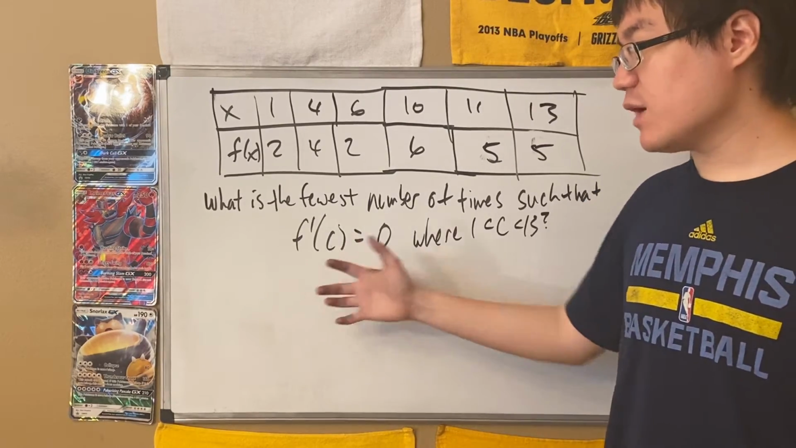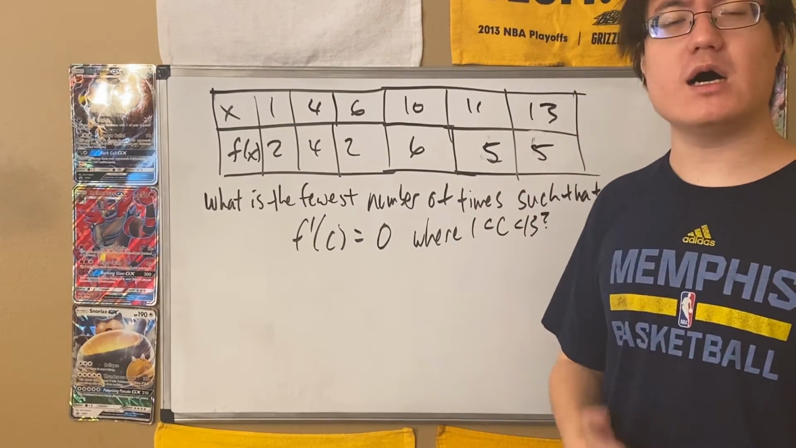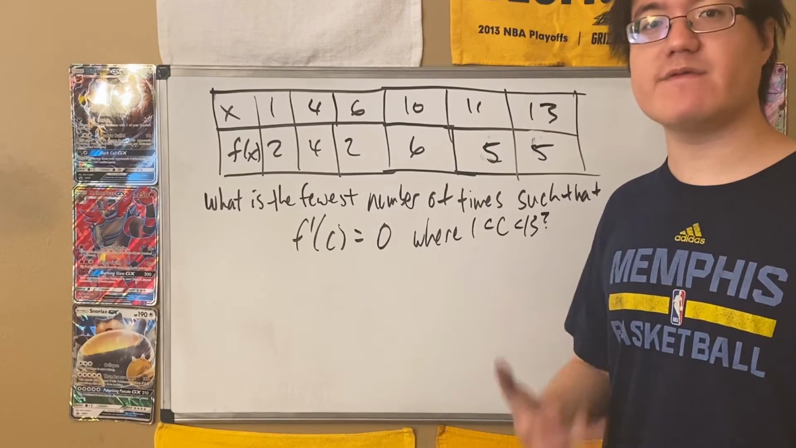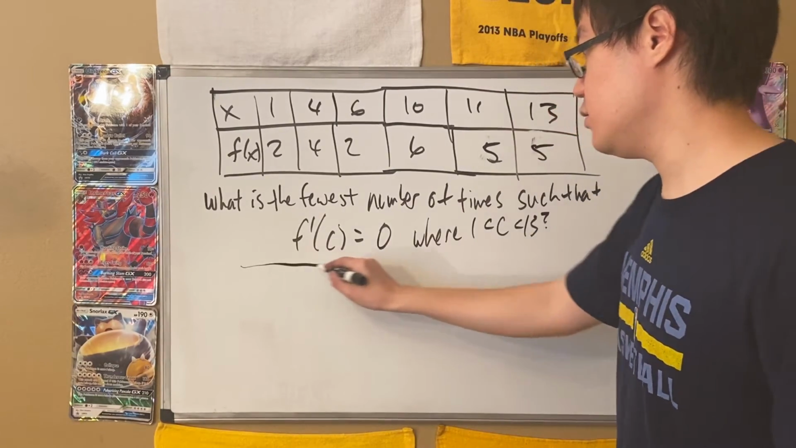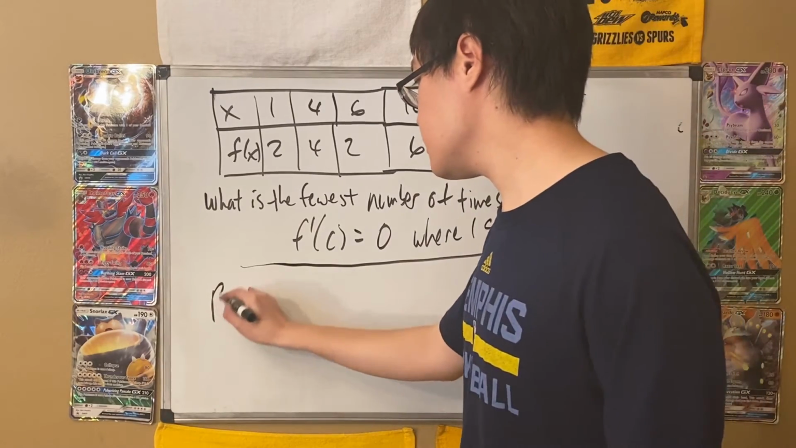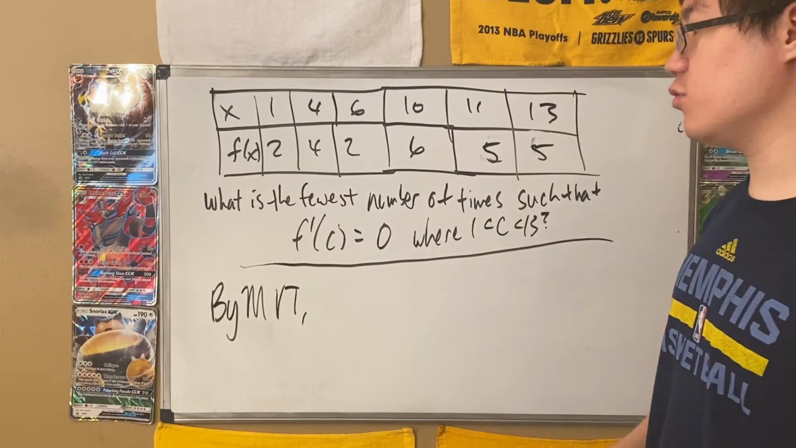There's f prime of c equaling a number is MVT, but the number happens to be 0 a lot of the cases, and if the number is exactly 0, it's called Rolle's theorem. So let's do MVT though. So by MVT, you know it's an MVT or IVT question because it's a little bit of a weird question.